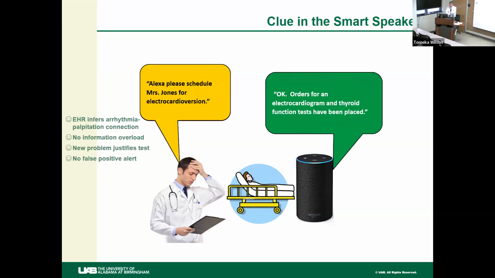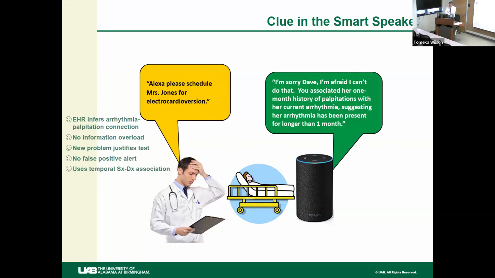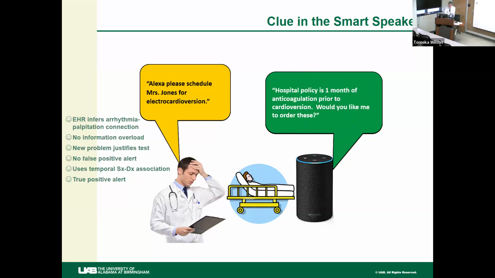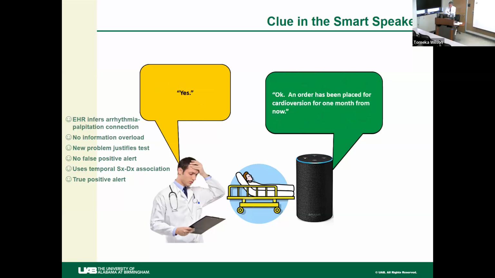Alexa, please schedule Mrs. Jones for cardioversion. I'm sorry, Dave, I'm afraid I can't do that. You associated her 1 month history of palpitations with her current arrhythmia, suggesting her arrhythmia has been present for longer than 1 month. Hospital policy is 1 month of anticoagulation prior to cardioversion. Would you like me to order that? Yes. Okay, an order has been placed for cardioversion for 1 month from now.